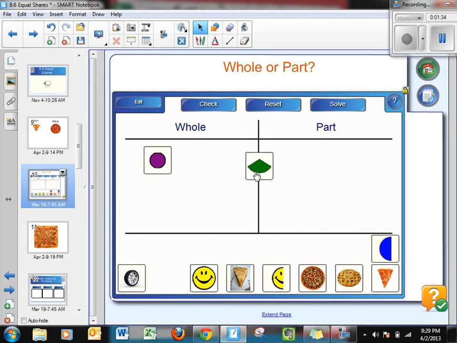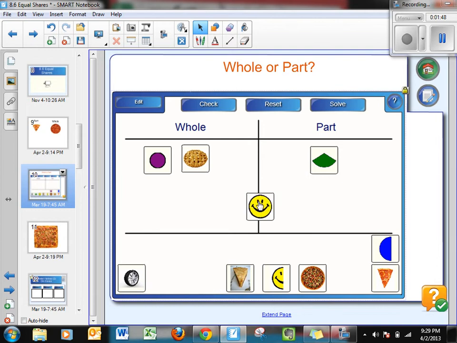Now I'm going to take this green shape here. Is that a whole circle? This we would say is part. Let's take this pie for example. So think about this pie. Do you think it's whole or part? If you said whole, you're correct. Let's do the smiley face next. Whole or part? Whole is correct.